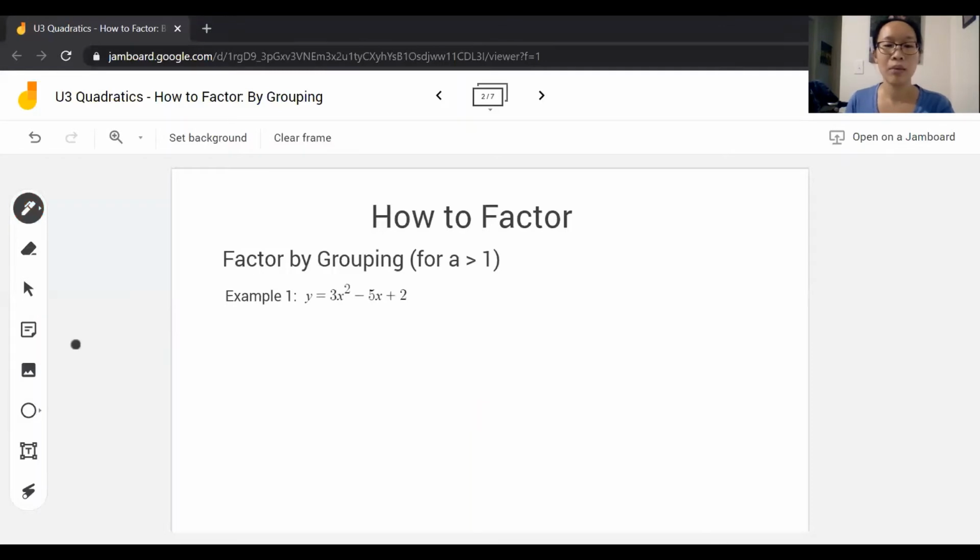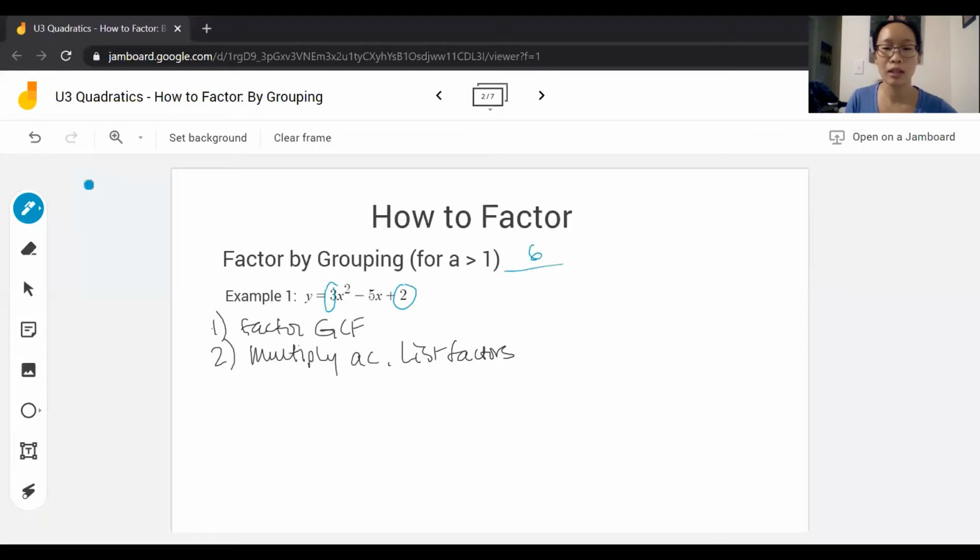In this example, we have y is equal to 3x squared minus 5x plus 2. The first thing we're going to do is factor out a GCF if there is one. Since 3, 5, and 2 do not have a common factor, we can move on to the next step. Next, I'm going to multiply a and c, which is 3 times 2, which gives me 6, and I'm going to list the factors. So to get positive 6, I can multiply positive 1, positive 6, negative 1, negative 6, positive 2, positive 3, and negative 2, negative 3.